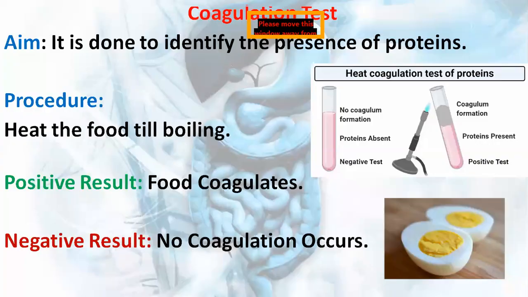Number four, it's the coagulation test, which is done to identify the presence of proteins. Procedure: heat the food till boiling. If the food coagulates, this is a positive. If there is no coagulation, this is a negative.